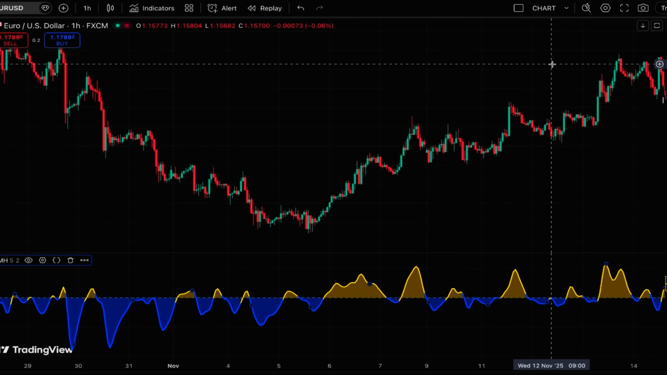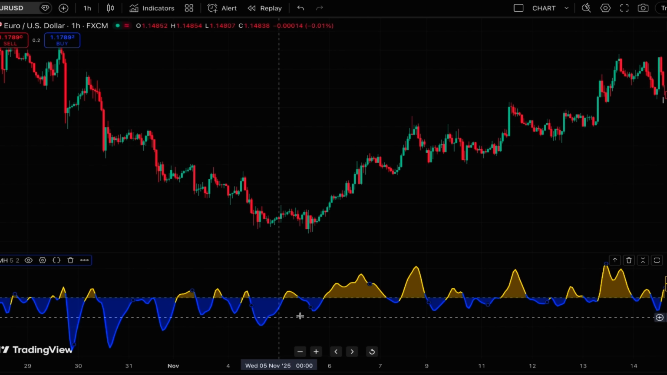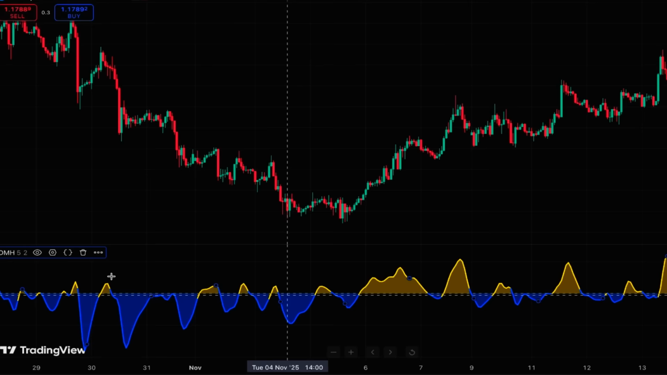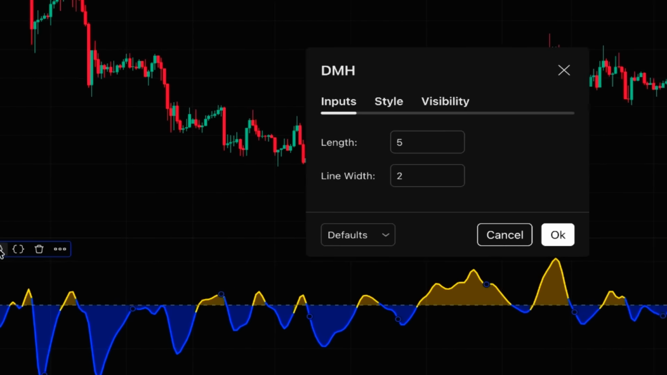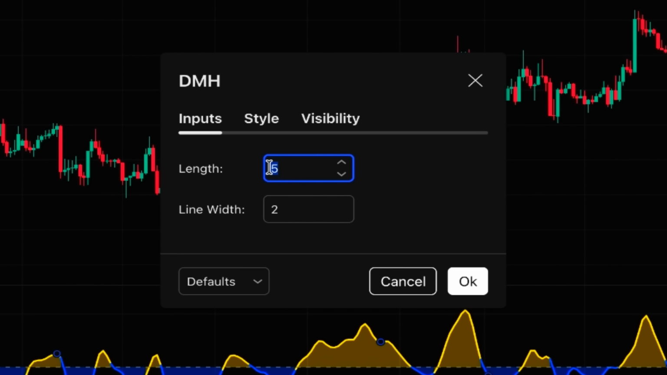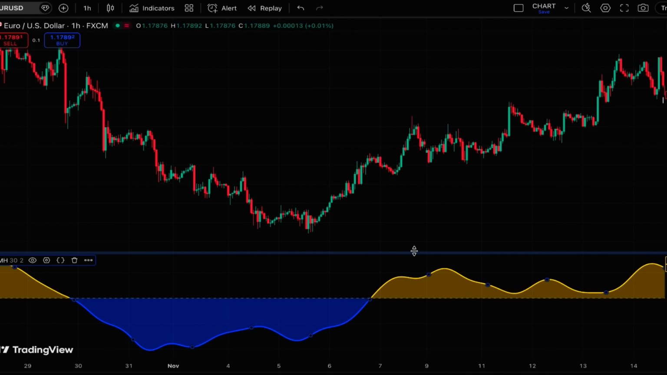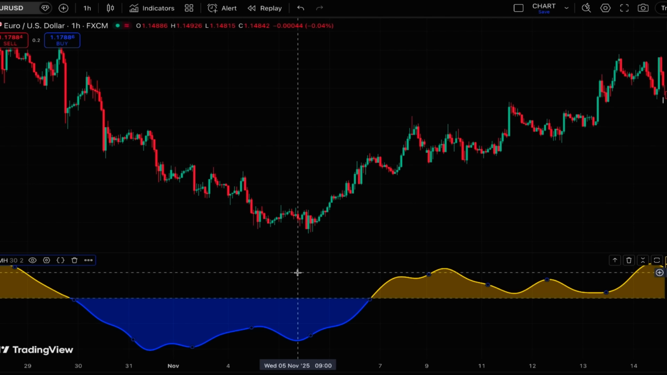But in this video, we're going to use a longer length for this oscillator and use it for trend identification. So again, we go to the settings of the indicator, and here for the length, we set it at 30. With these settings, the indicator becomes less responsive to shorter-term momentum changes, and this makes it more suitable for trend identification.